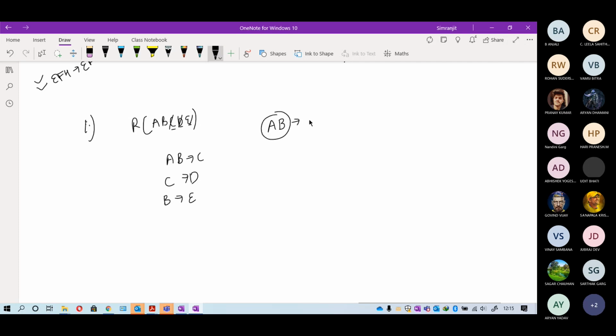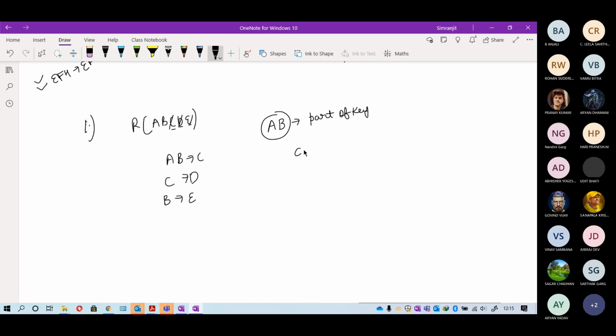Now AB will always be part of the key, whatever you are extracting. Maybe AB is a candidate key or not. It can also happen that AB is not a candidate key, but it has to be part of the key. Why? Because it is not present on the right hand side. If AB is not present on the right hand side, how can you extract it?